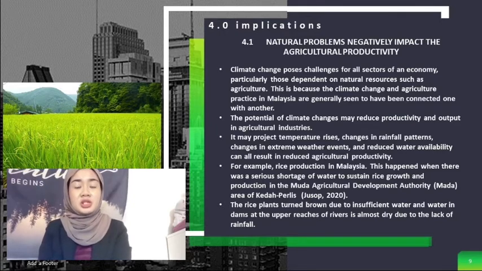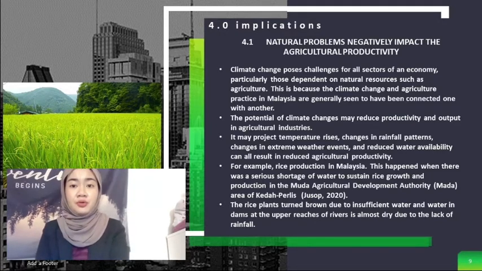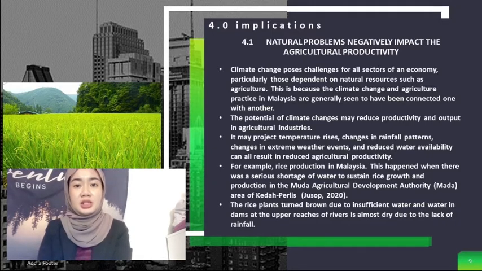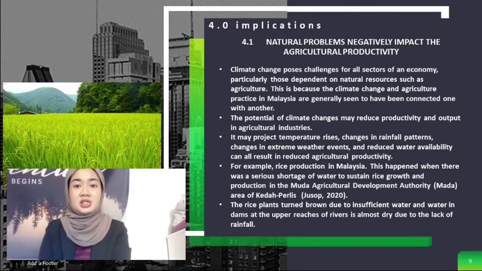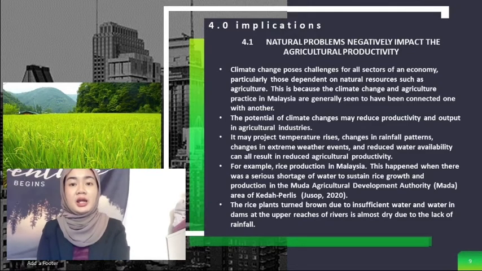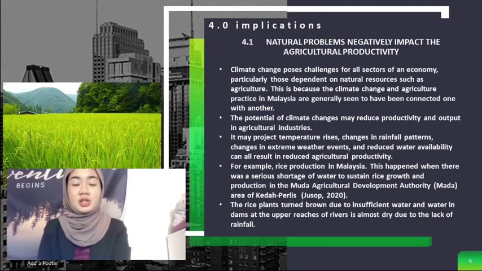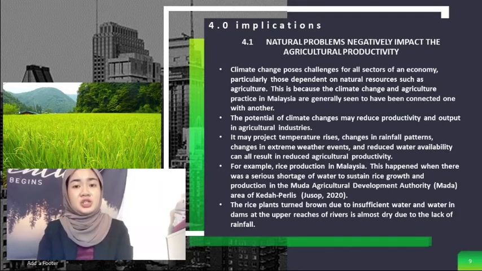Climate change can also disrupt food availability, reduce access to food, and affect food quality. Projected temperature rises, changes in rainfall patterns, changes in extreme weather events, and reduced water availability can all result in reduced agriculture productivity. For example, rice production in Malaysia.